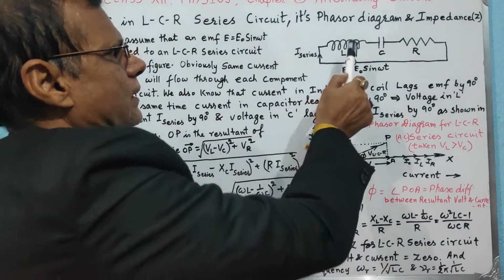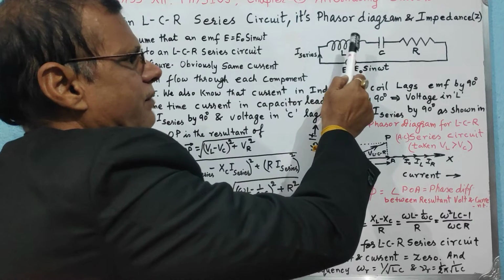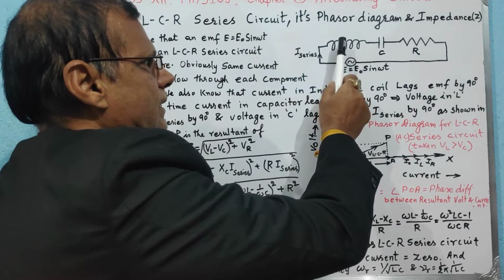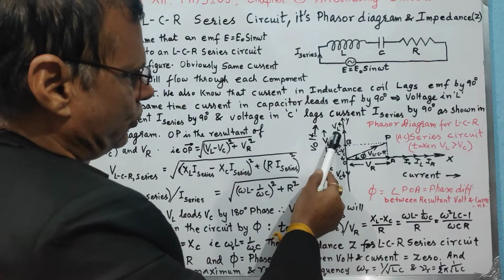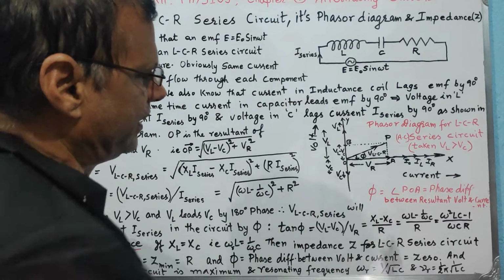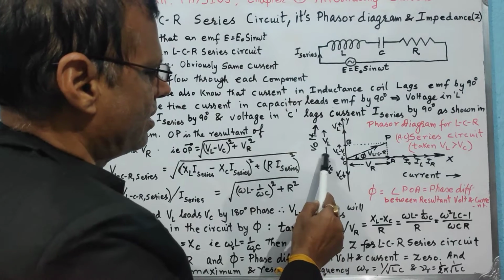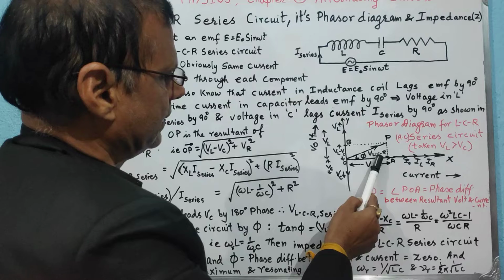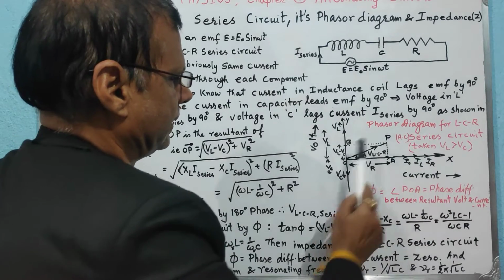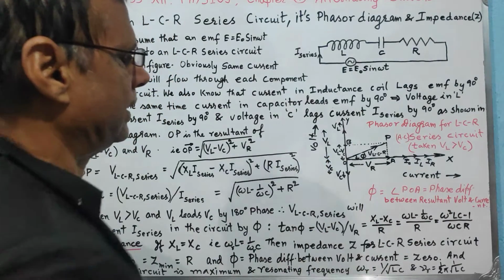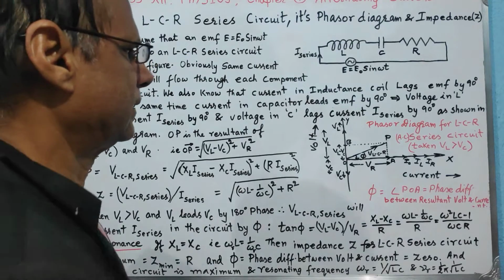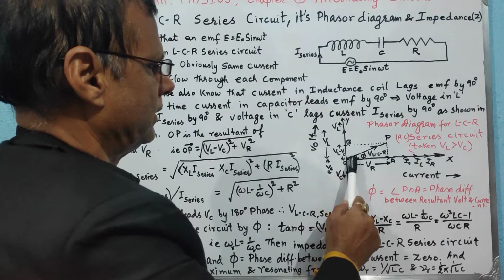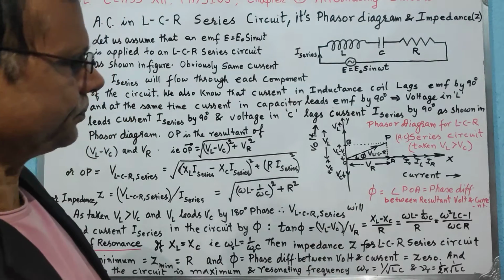Now we say that EMF, that is voltage, is leading current in the inductance coil, and so we denote it by VL. VL is leading the current, which is along the x-axis, so VL is represented along the positive y-axis because it is leading the current by 90 degrees. So here we have drawn it like this.